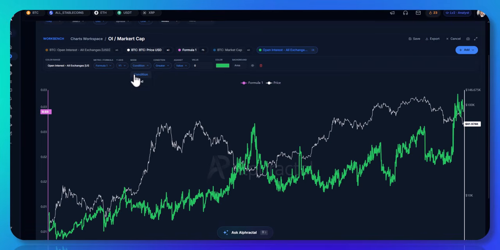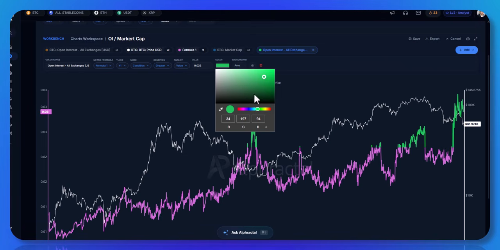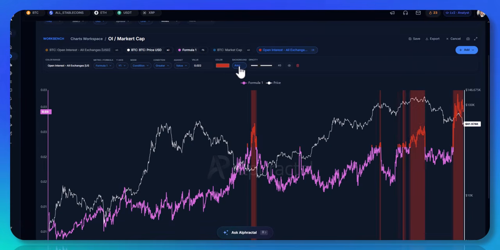Now, the condition mode is the most interesting because we can highlight areas on the chart based on a conditional value, metric, or percentage relative to a metric. The list of conditions is quite extensive, allowing you to select values above, values below, a range of values, or even crossovers between metrics. In our case, I'm going to select values greater than 0.22. After that, we define a color and a background area.